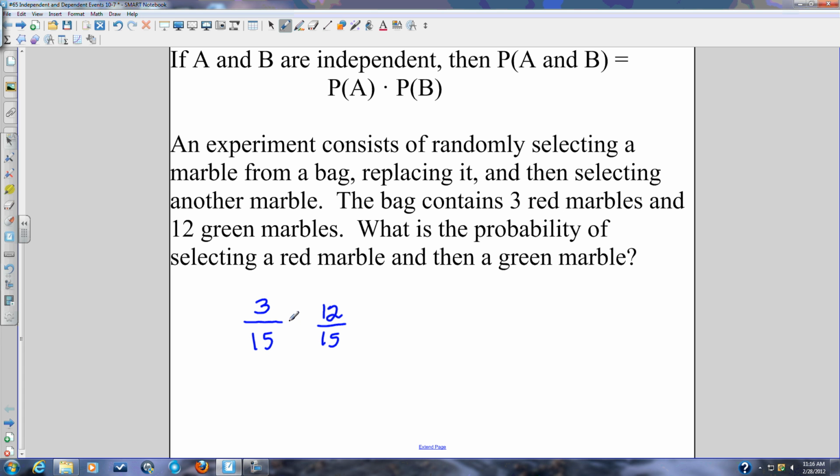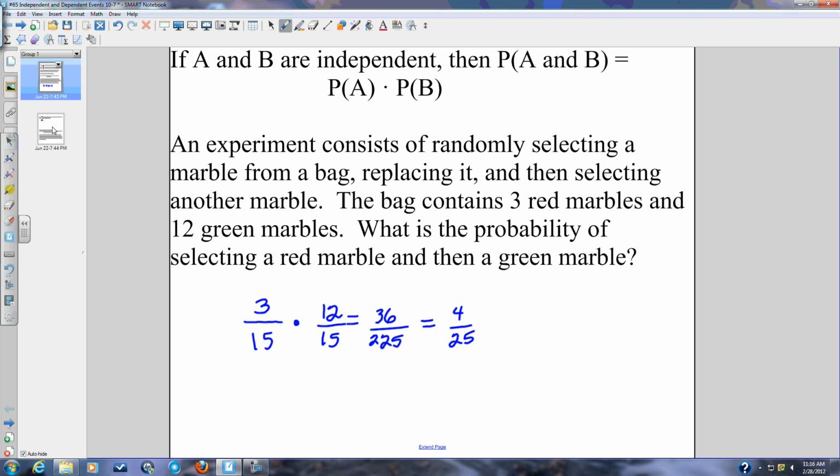So here are the 2 probabilities. We multiply them together whenever we're talking about independent events. We multiply them, and we end up with 36 over 225, which reduces to 4/25. All right? So there's an example of how you take something out of a bag, you replace it. And so actually your total number of possibilities, notice, remains the same. They stay at 15. Let's look at another example.